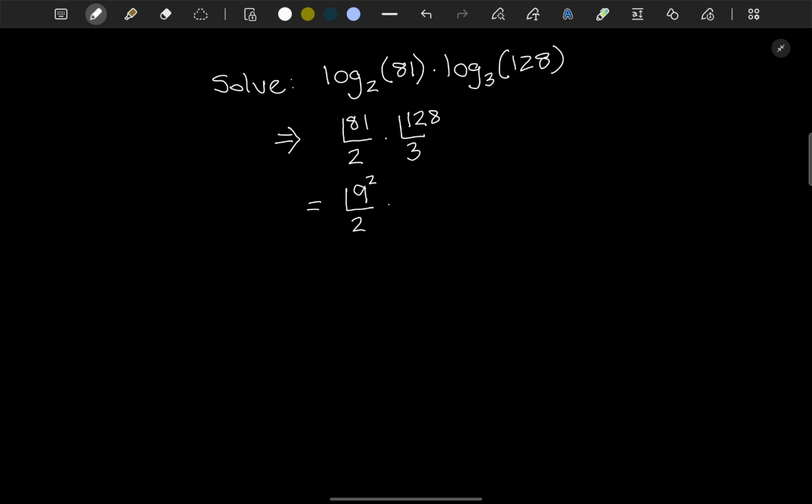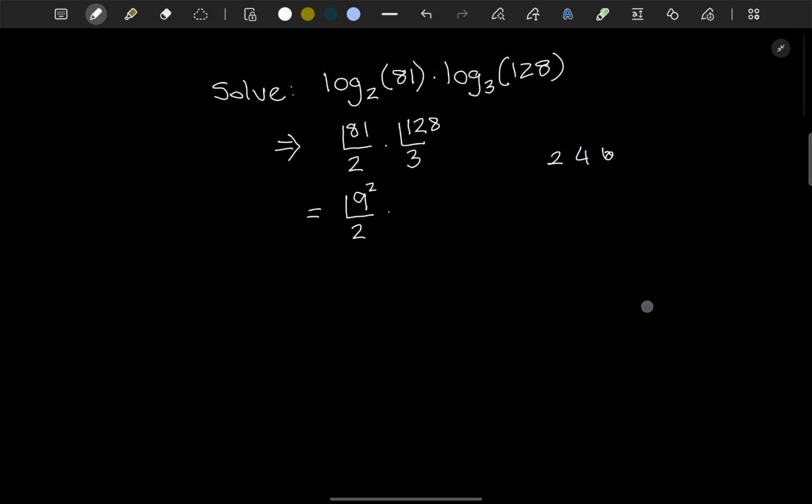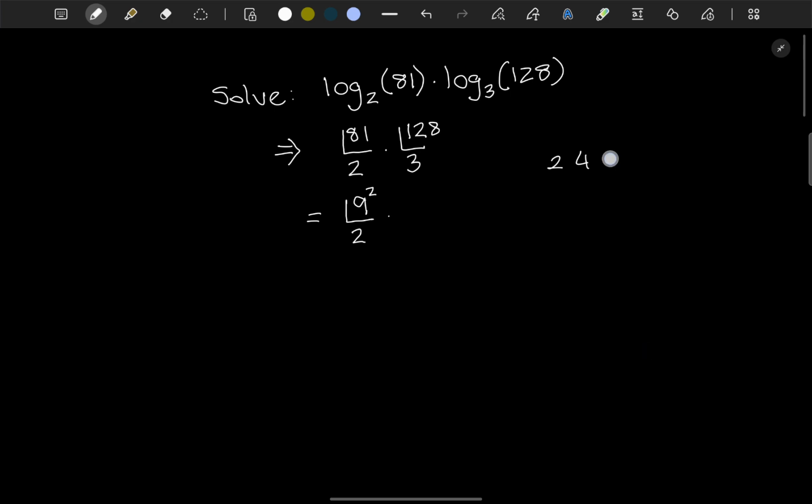128 is in the 2 times table, as it were, because it goes 2, 4, 8, 16, 32, 64, 128. So that would be 2 to the 1, 2, 3, 4, 5, 6, 7. So that would be log 3 of 2 to the 7.